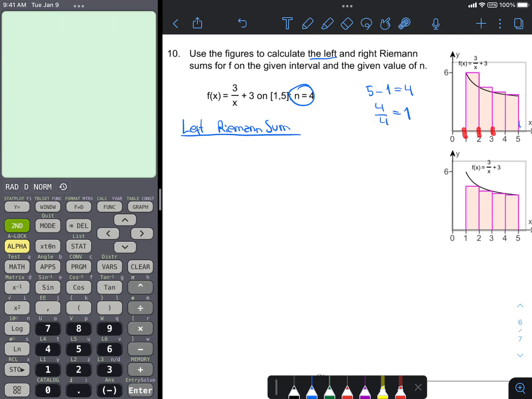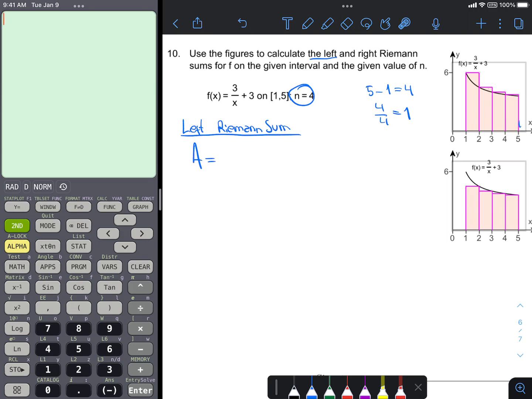And each of those subrectangles will have base length 1, because of this math we just did. So we're going to find an approximation for the area that has 4 terms, each of which is the area of one of those rectangles.